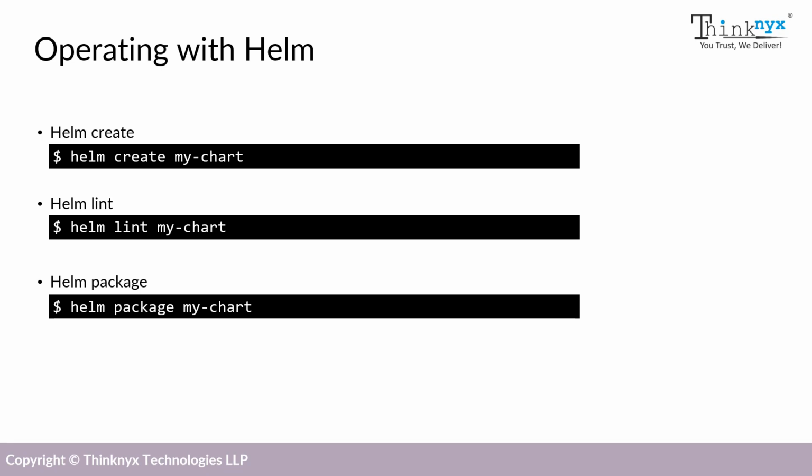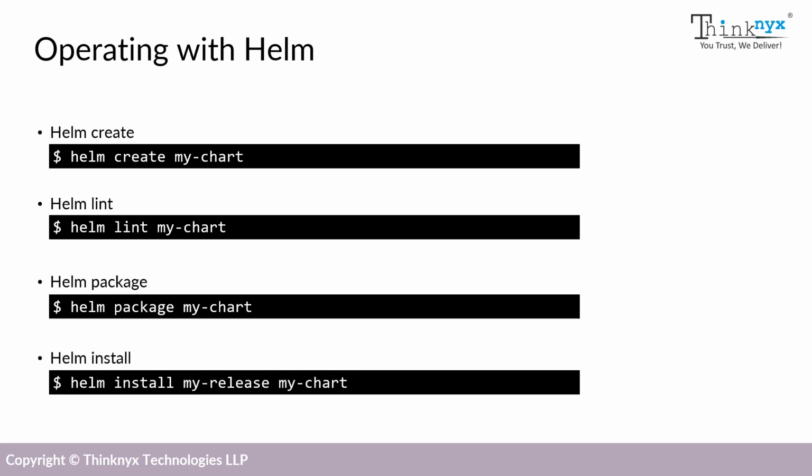This command checks the mychart for any syntax errors or formatting issues and provides feedback. Third, helm package. The helm package command packages a Helm chart into a versioned archive file that can be easily distributed and shared. For example, helm package mychart. This command packages the mychart into a tarball, creating a file like mychart-1.0.tgz.